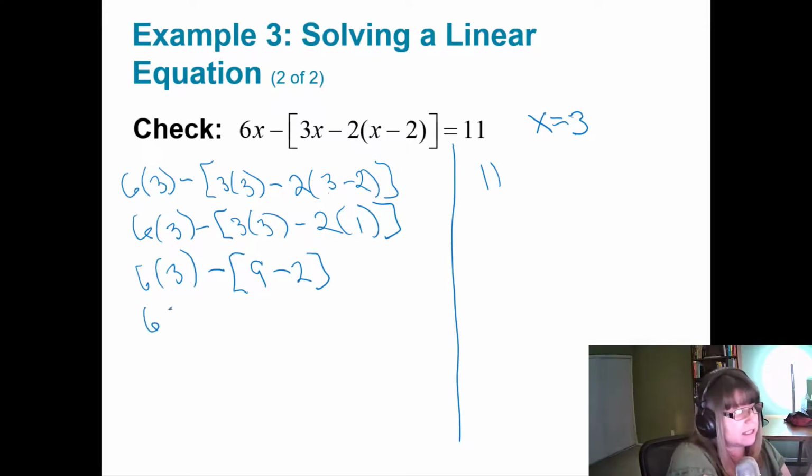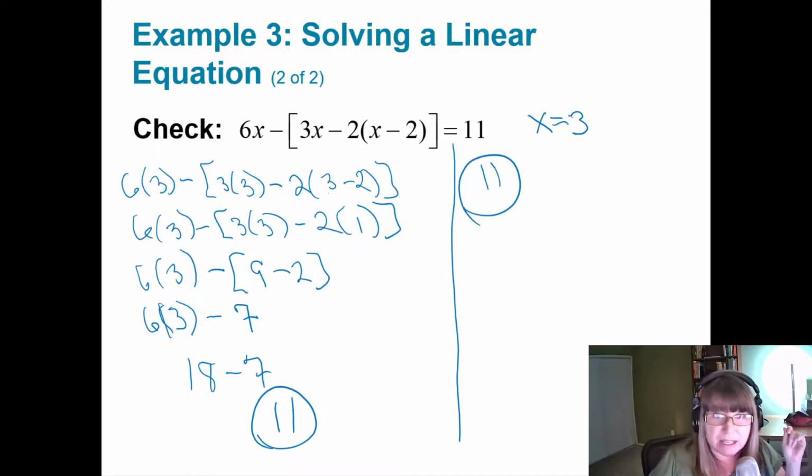So I have 6 times 3 minus 7. 6 times 3 is 18, minus 7. And indeed, 18 minus 7 is 11. And 11 equals 11. So yes, my solution of x equals 3 is good.